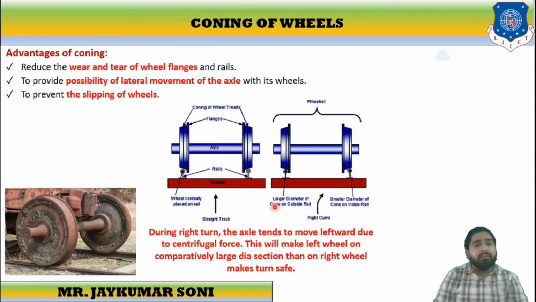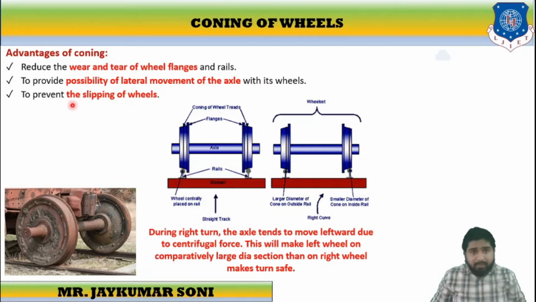Now, there are certain advantages of coning, such as it reduces the chances of wear and tear of the wheel flange and rails. It provides the possibility of lateral movement of the axle. The axle can also move in this and this direction as the extra space is given over here.